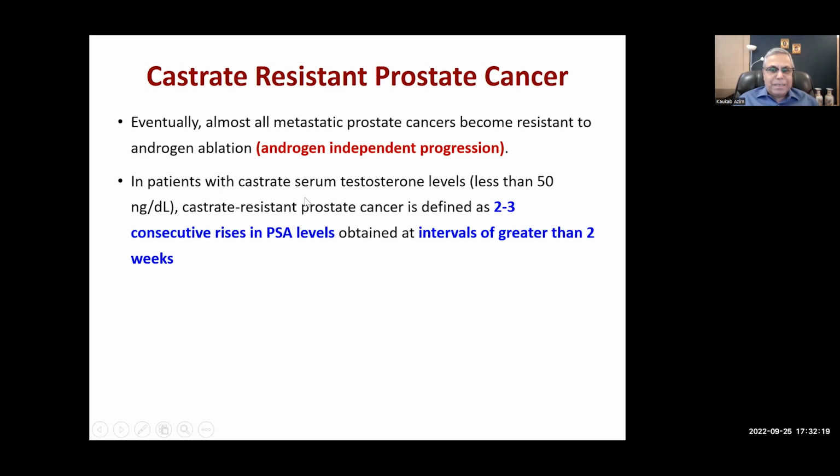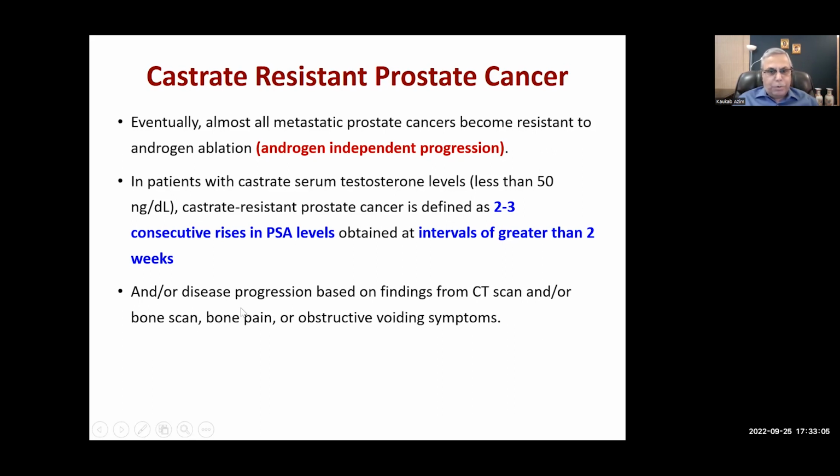In patients with castrate serum testosterone levels less than 50, which was our objective after giving androgen deprivation therapy, castrate-resistant cancer is defined as 2 to 3 consecutive rises in prostate-specific antigen levels at intervals greater than 2 weeks. So our androgen deprivation therapy has been successful. We have reduced the level of testosterone to below 50 nanogram, but the PSA level is still increasing. That means the cancer has now become castration resistant.